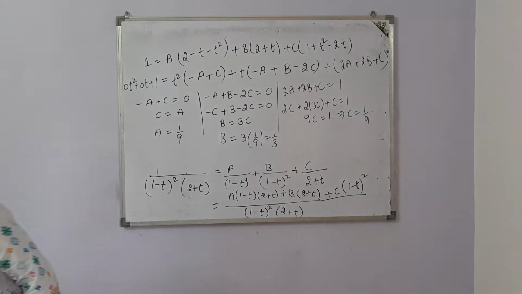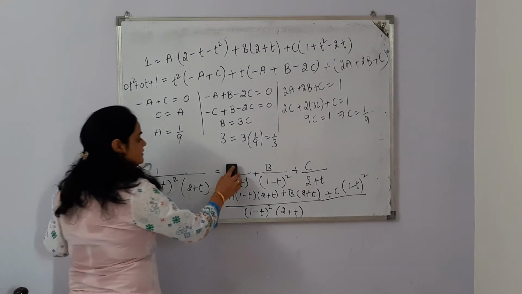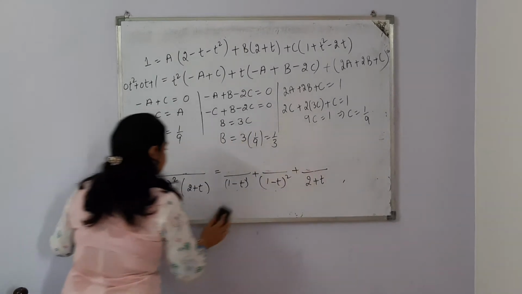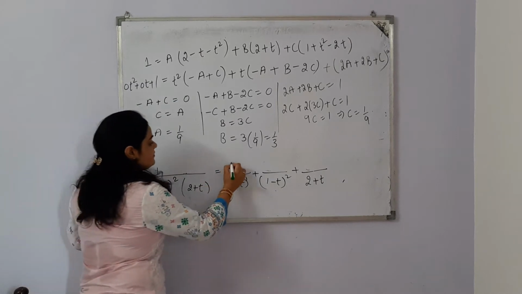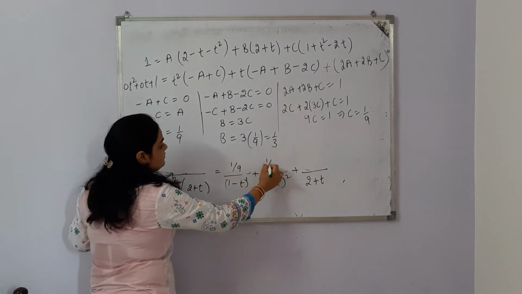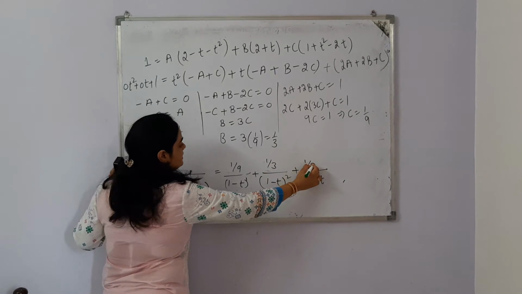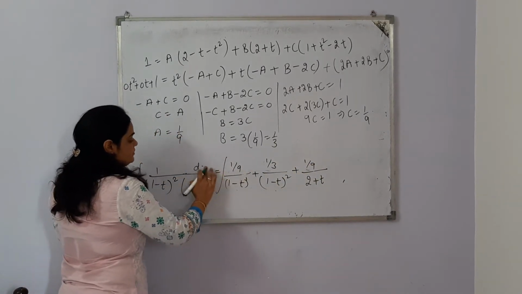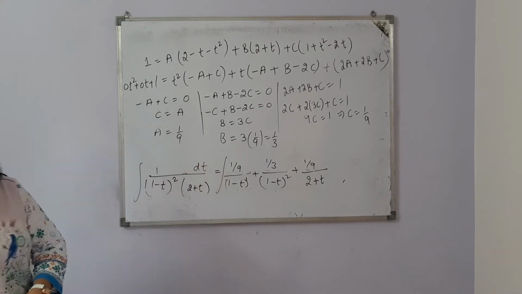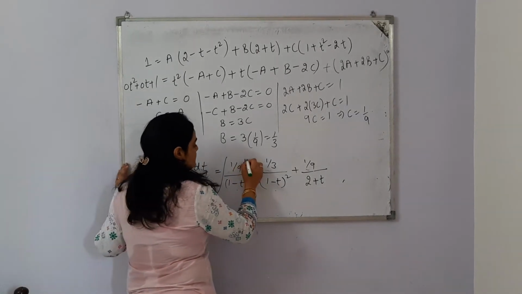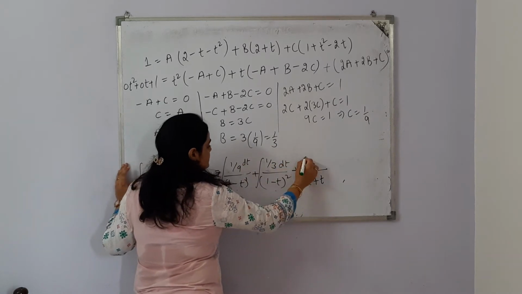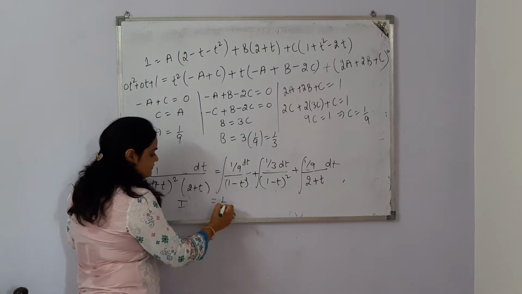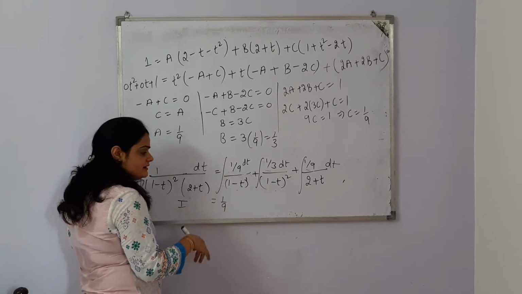Now we have all the values of a, b and c. Can we substitute here? What is a? 1 by 9, b is 1 by 3 and c is 1 by 9. We'll take its integration with respect to t, because here the variable is t, dt, dt, dt.